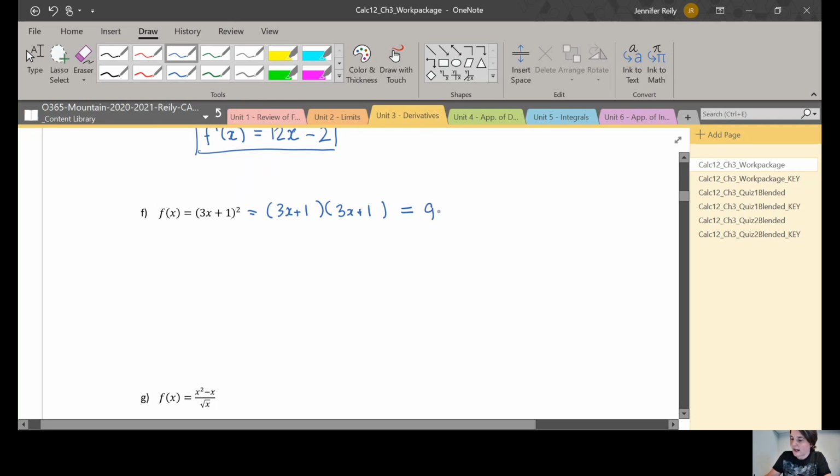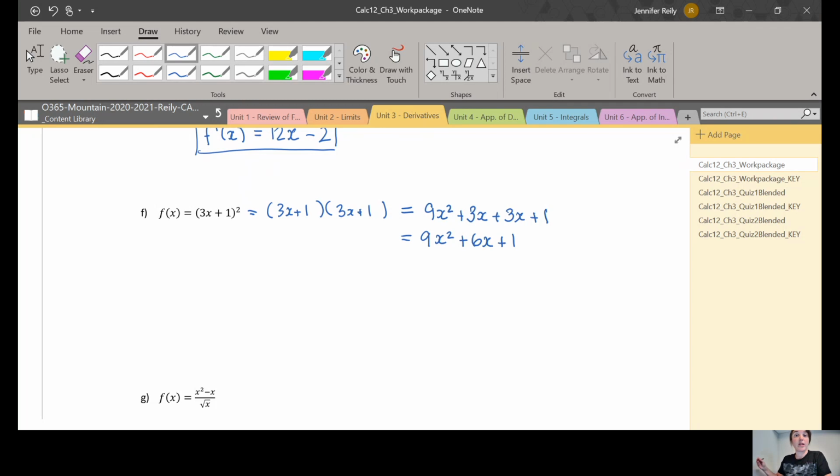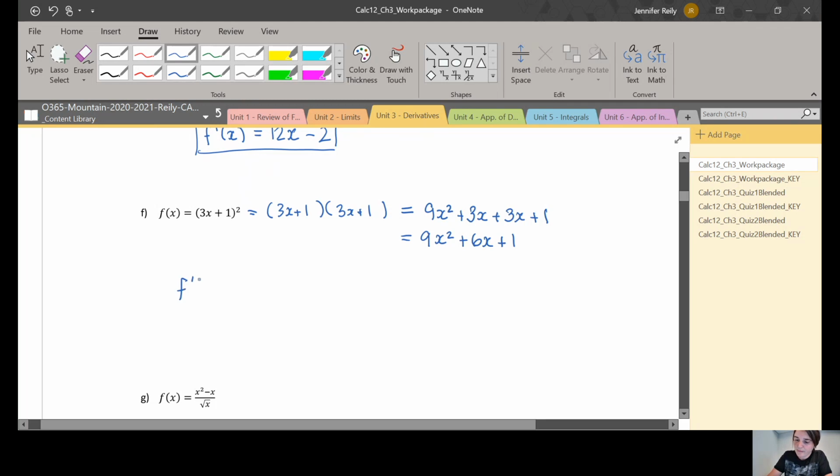So 3x times 3x is 9x squared. 3x times 1 is 3x. 1 times 3x is 3x. And 1 times 1 is 1. And I'll just combine like terms. If you're able to do that in one step, no worries, you can do that. Okay, now that I have my three separate terms, I can do the derivative of each one and add them together.